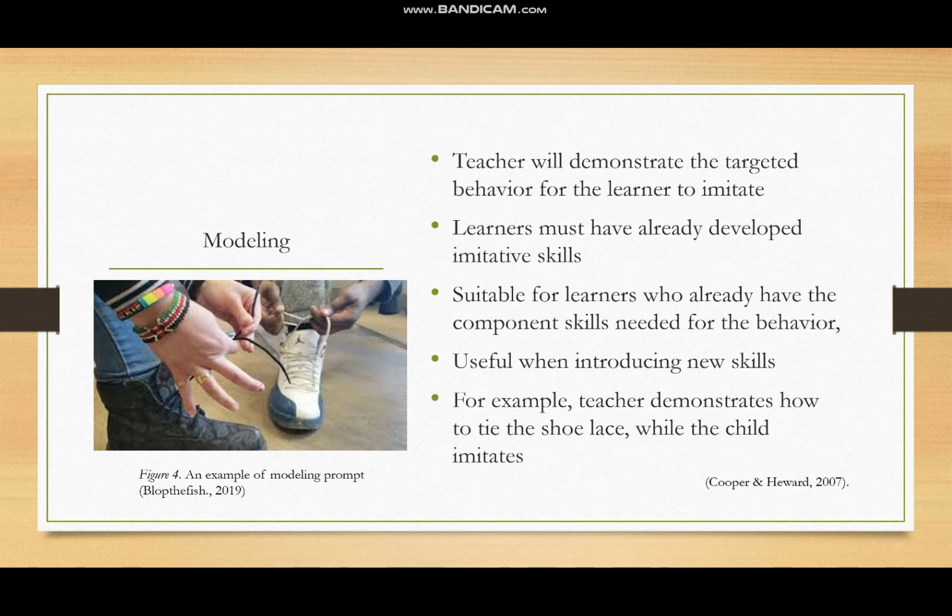Modeling. During the modeling, the teacher will demonstrate the target behavior, which the learner needs to observe, then copy what the teacher has done. It is important that the learner has already developed imitative skills. For example, he or she should be able to observe the teacher demonstrating the behavior and copy the behavior exactly as demonstrated. Also, the learner should have the component skills needed for the behavior. For example here, before the teacher models how to tie shoelaces, the learner should know how to hold the shoelaces with his fingers and position both hands on the side of the shoes. Then the child will be able to imitate the teacher.